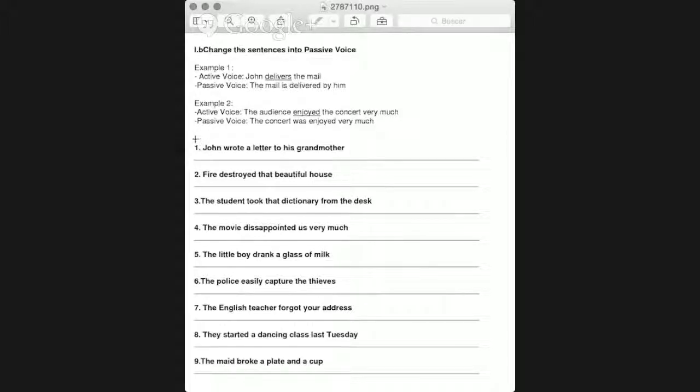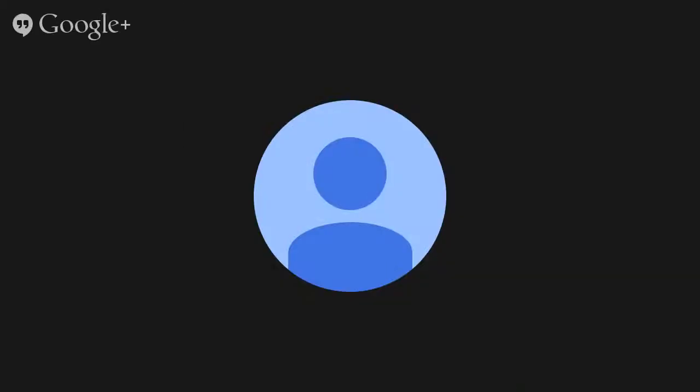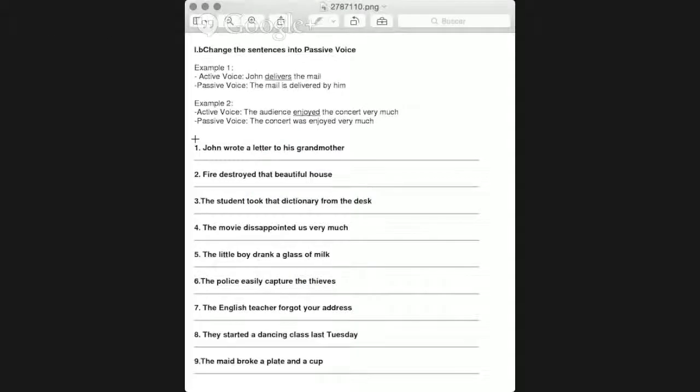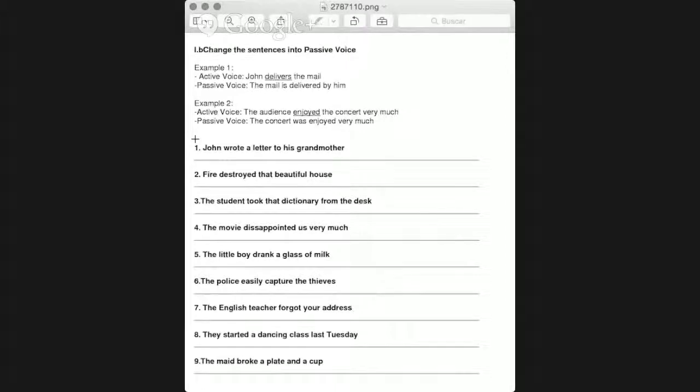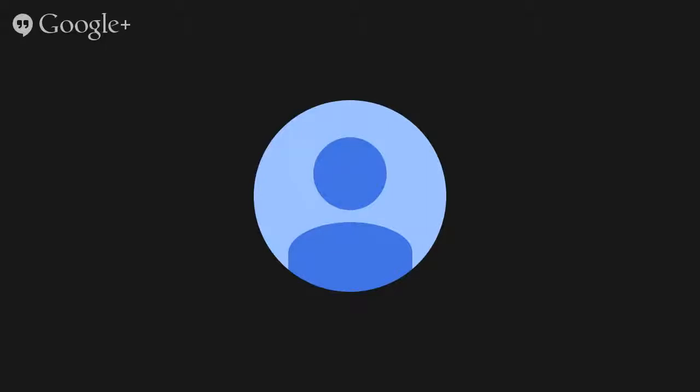So can you read number 1 out loud, and then let's try to work on John wrote a letter to his grandmother. Good. So how would we switch this sentence into the passive voice? Let me think about it. Sure. Take your time.